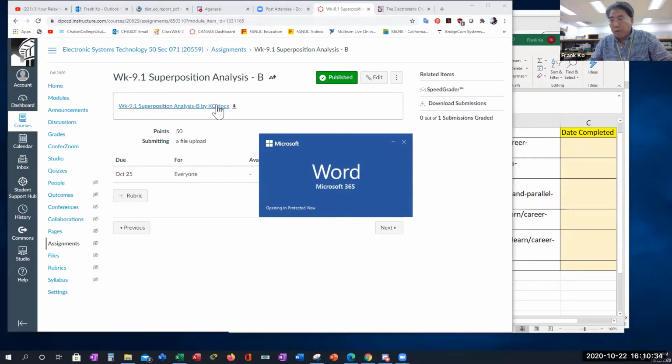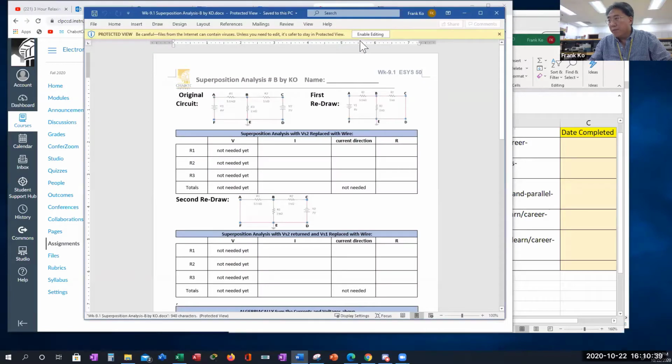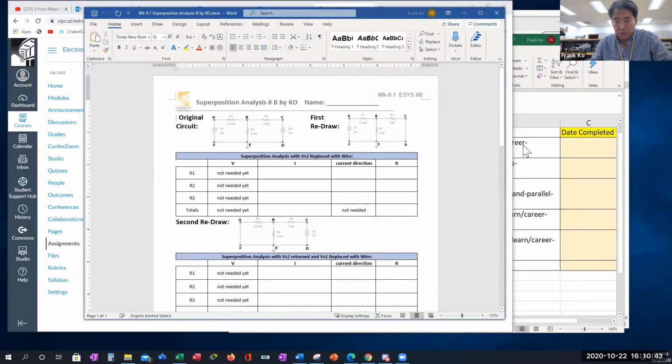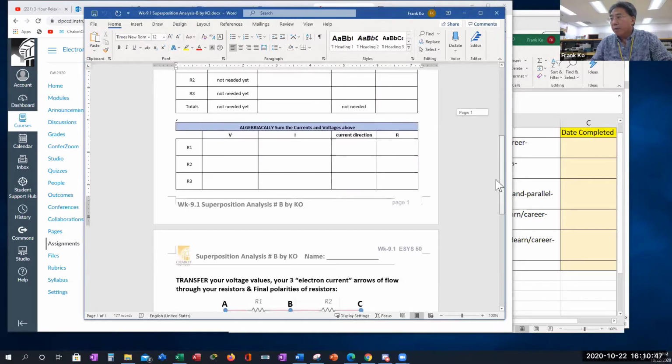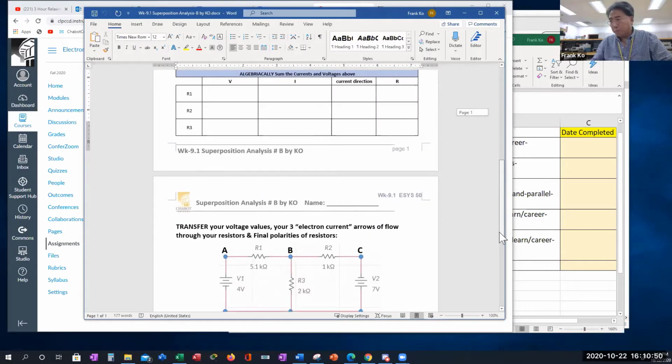Superposition Analysis B, you need to build this circuit at home and bring to class with you. And the build of it is very similar to what we've done before. The analysis paper is very similar to what we've done before. Some of you have already tried tackling this and have been pretty successful.